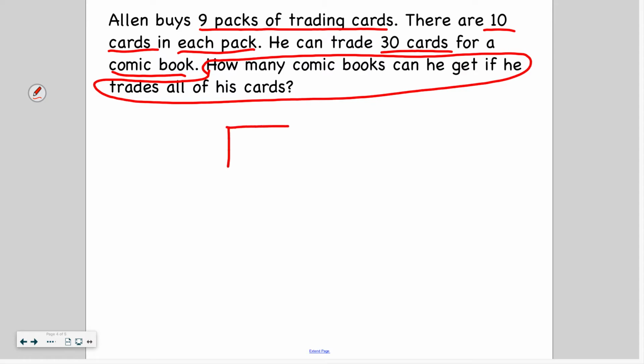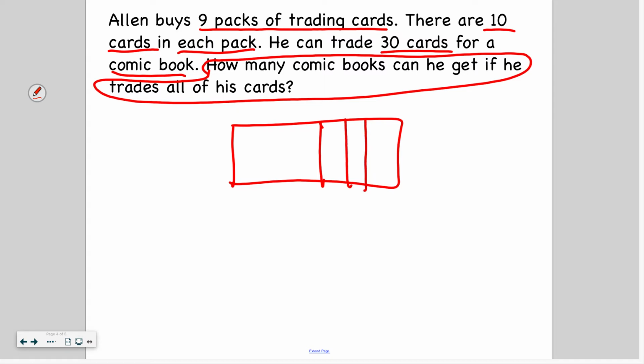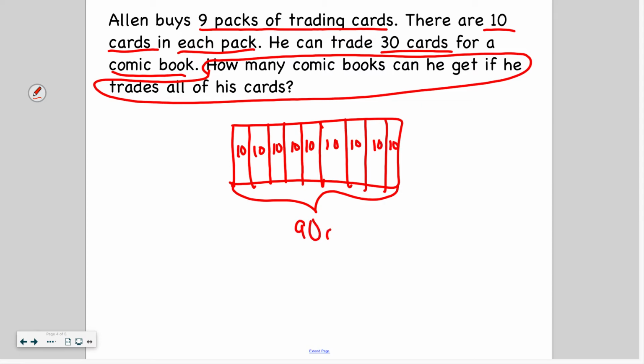Okay, so I know that he has 9 packs of cards. Let me rewrite that. I don't like the way that came out. So I know he has 9 packs of cards. There we go. 1, 2, 3, 4, 9. Okay. I want to know how many cards that is. So 9, and there's 10 in each, right? Well, 9 times 10 is 90, right? Multiplying by 10 is always easy. So that's 90 cards.